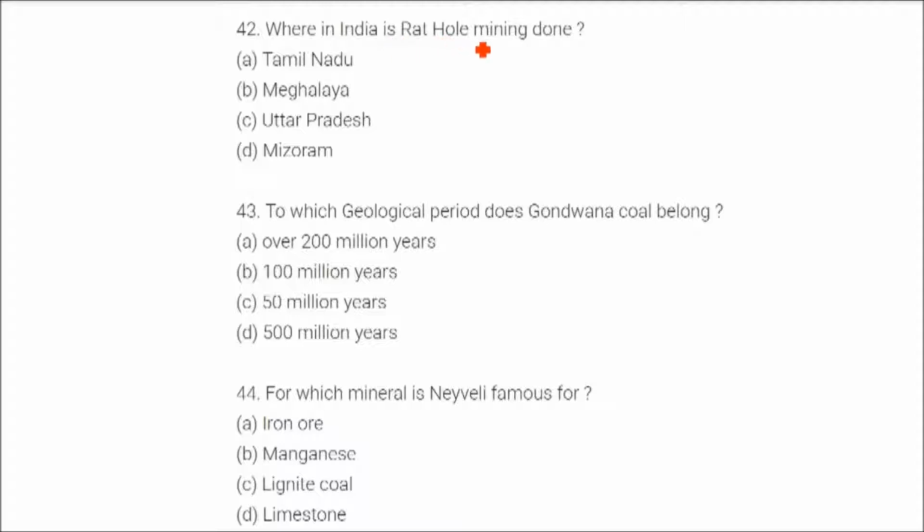Where in India is rat hole mining done? It is done in Meghalaya. To which geological period does Gondwana coal belong? The answer here is over 200 million years. Tertiary is 55 million years, and for Gondwana it's over 200 million years. For which mineral is Neyveli famous? The answer is lignite coal.